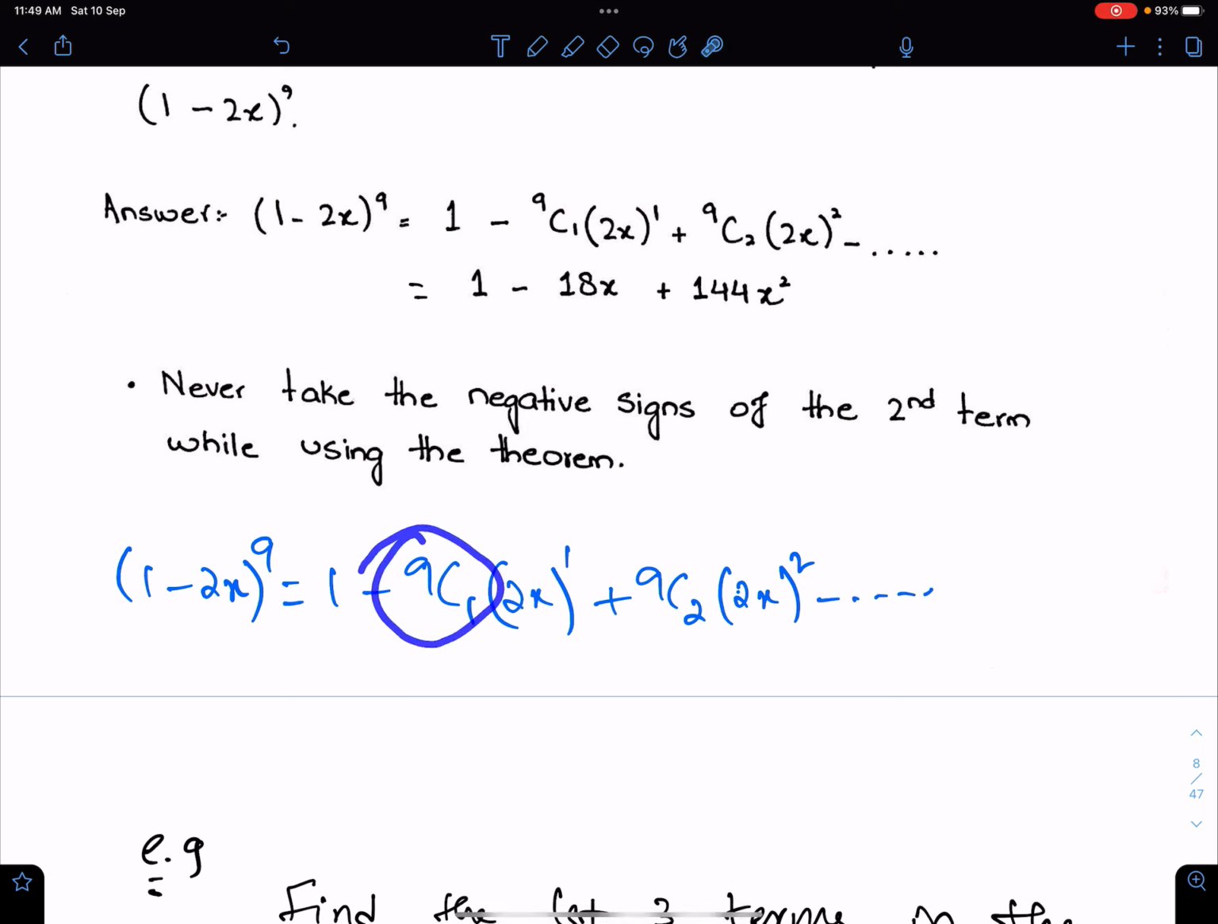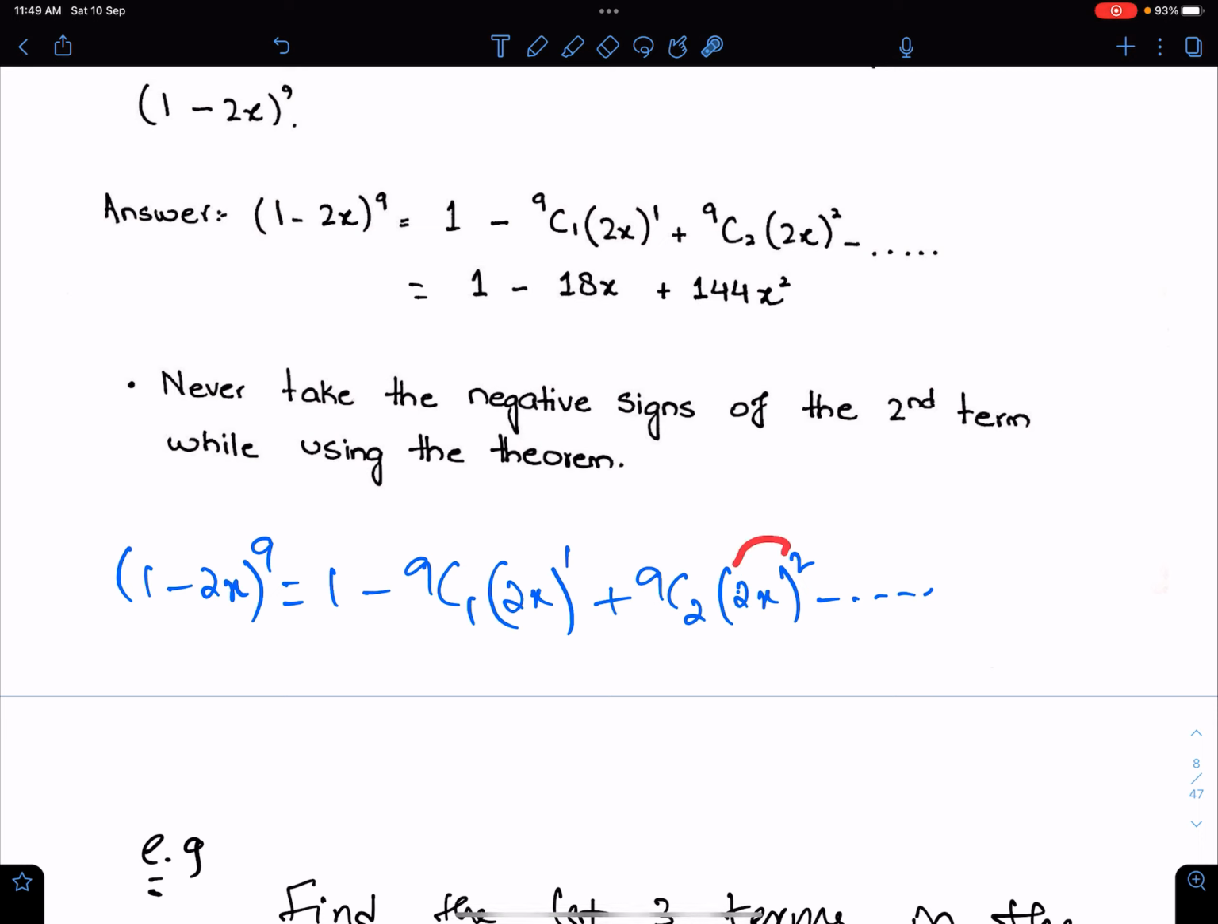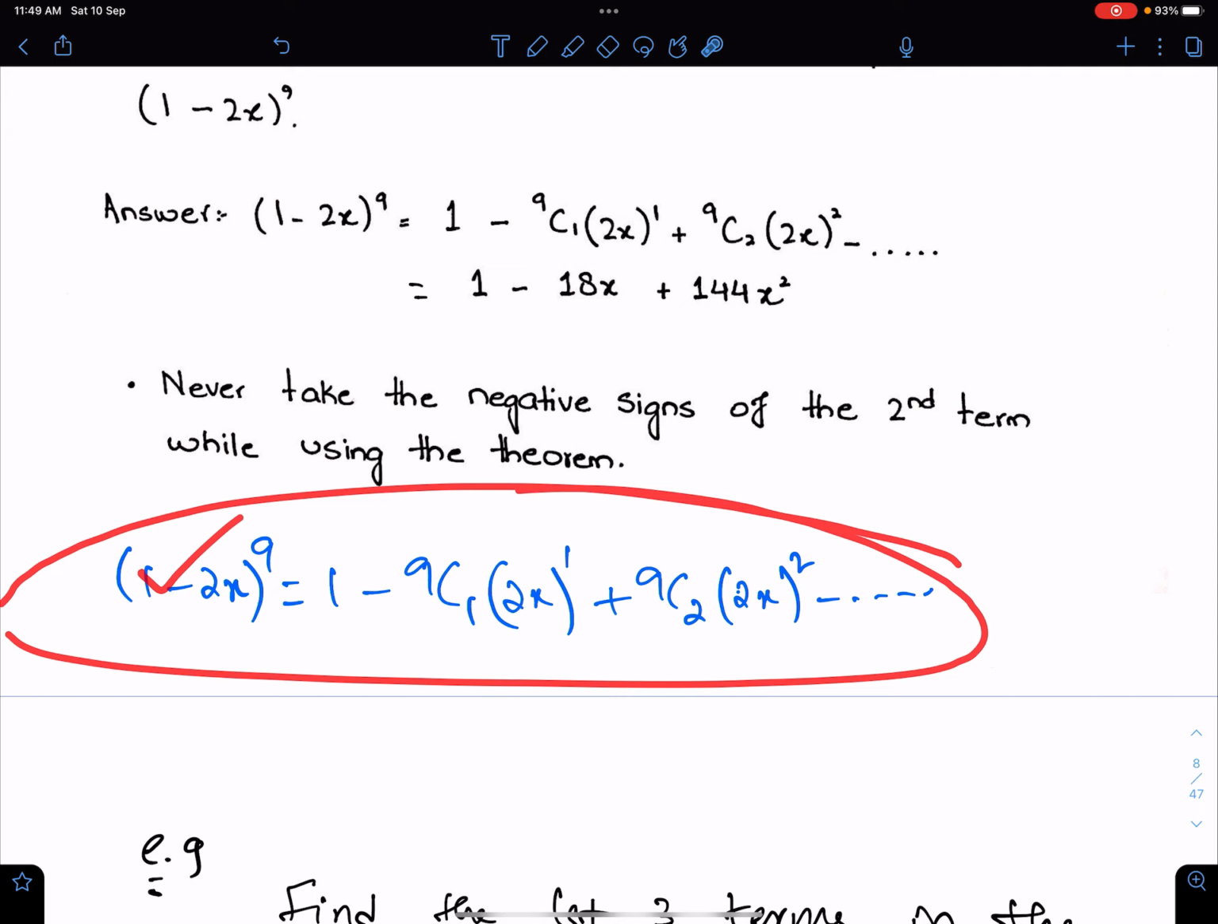So 9C1, use your calculator to find the value of 9C1. When you use your calculator it will give you 9. 9C1 is 9. So 9 times 2 makes 18. 9C2, your calculator will give you 36. 9C2 is 36. And this is 4x squared. So 36 times 4 makes 144. And x square. Make sure you give this power to both the terms. So this is the way to expand expansions of this type.